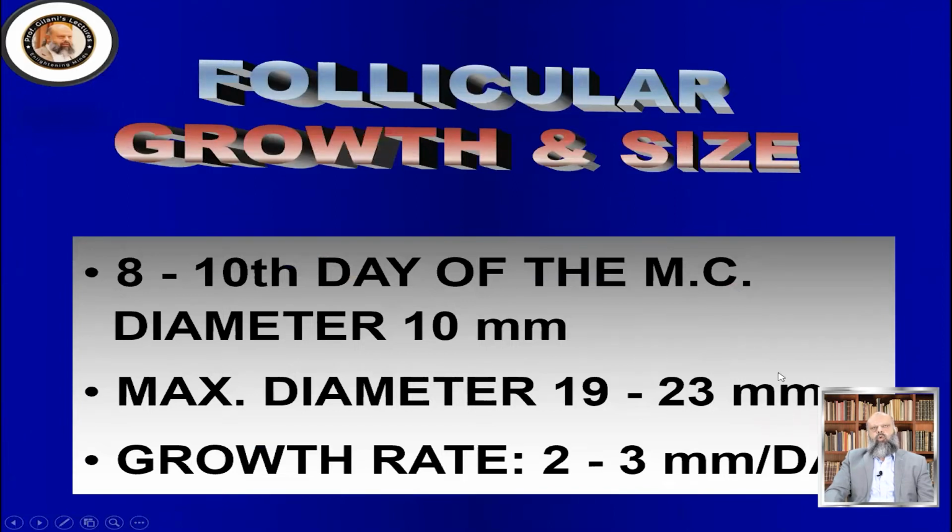For follicular growth and size, at the 8th to 10th day of the menstrual cycle, the mean diameter is 10 millimeters. The maximum diameter can reach 19 to 23 mm. The growth rate is about 2 to 3 millimeters per day.